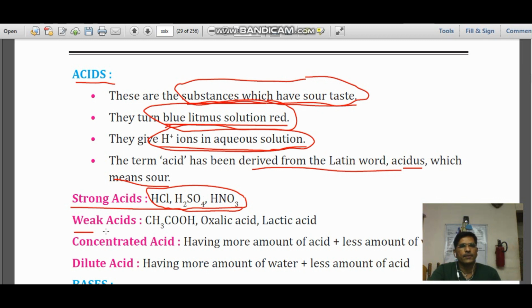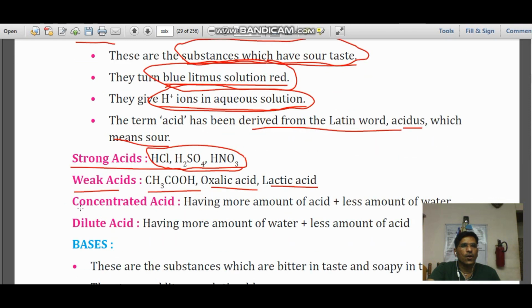Now weak acid: they are not completely ionized, so we can say it is a weak acid. Examples are CH3COOH, acetic acid, oxalic acid and lactic acid. Lactic acid is found in milk. Acetic acid is generally used in potato chips or as a preservative. So, strong acid and weak acid.